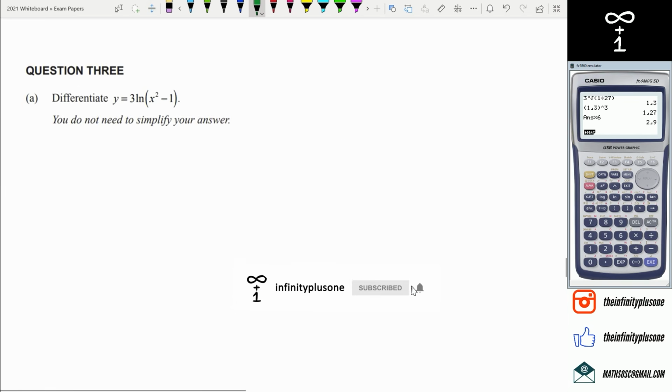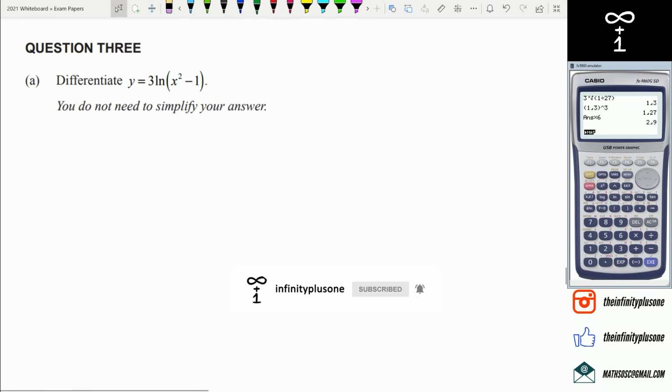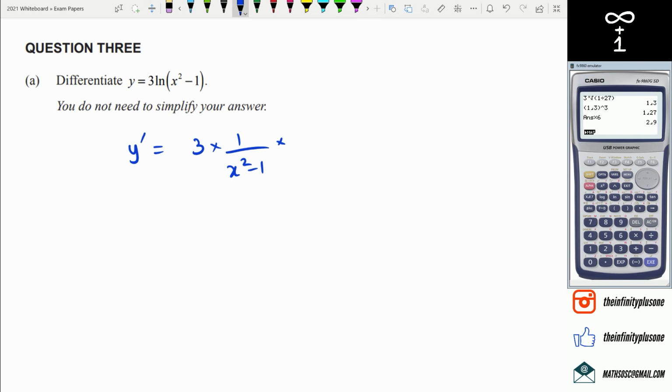Cool. So question 3, yet again, we are starting off with a nice differentiation question. So we're going to differentiate this. We've got 3 multiplied by 1 over x squared minus 1. And of course, don't forget to multiply by the differentiation of x squared minus 1, which happens to be 2x. And we can leave our answer like that. That's basically it. Achieved.